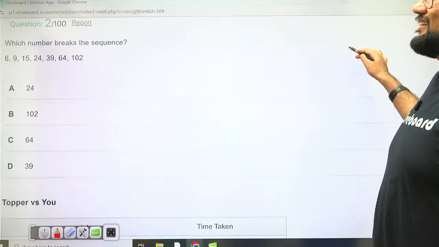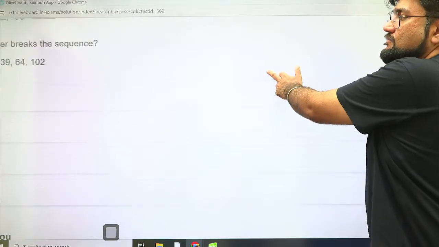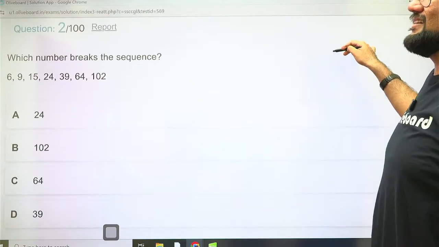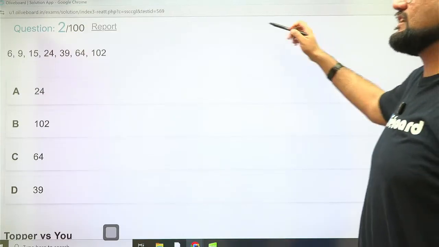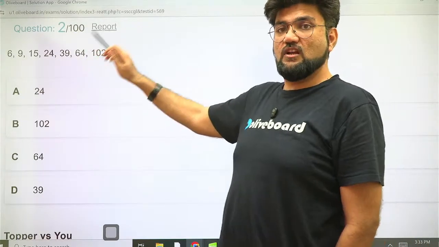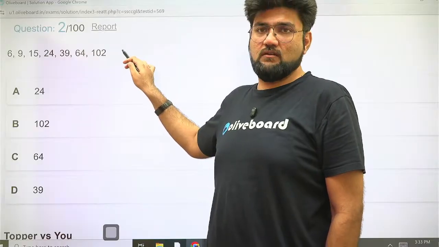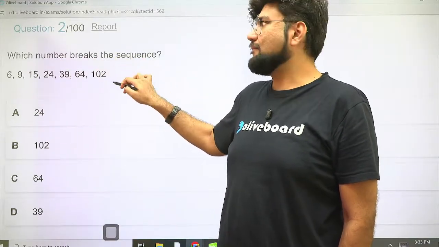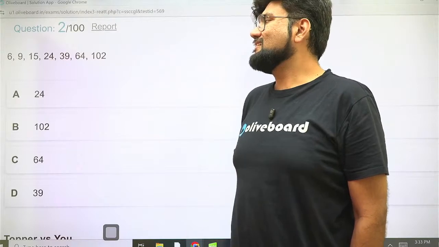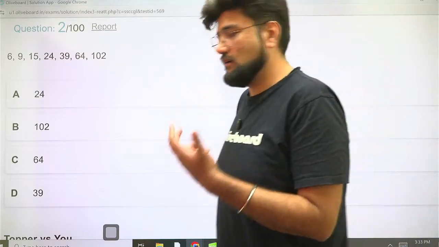Next, which number breaks the sequence? Make sure that you read the question. In haste, what we do is we just read this part and start solving. Generally, there is always a question mark given here. It's not there, so make sure you glance at this. You should know what is happening. They're asking you which number is actually the wrong term here.